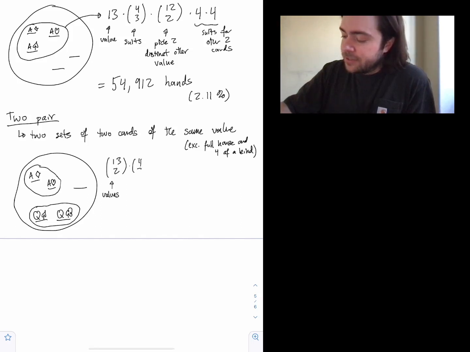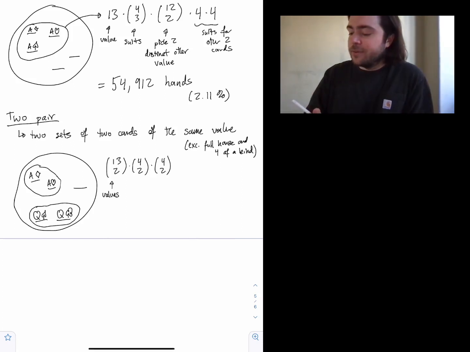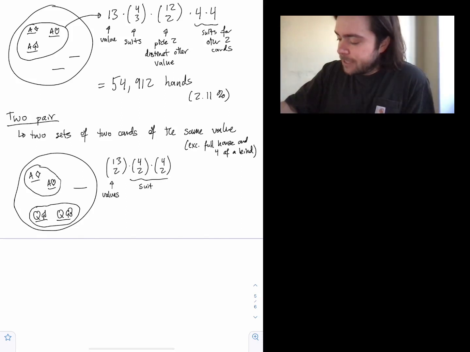So that's 4 choose 2. Any subset of 2 from the set of 4 suits I can apply to that pair. And then over here, I can take any other subset, or the same subset of suits if I want. The point is I'm free to choose, again, any 2 out of the 4 suits for that pair. So these are the suits, and all of this is counting for the 2 pair.